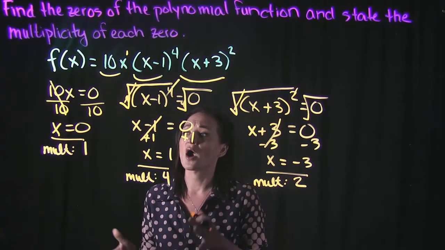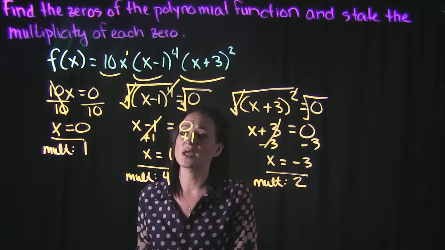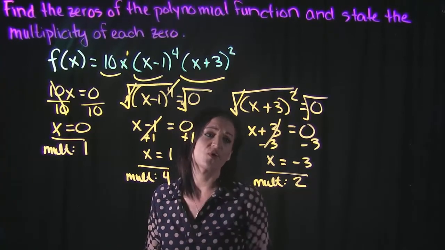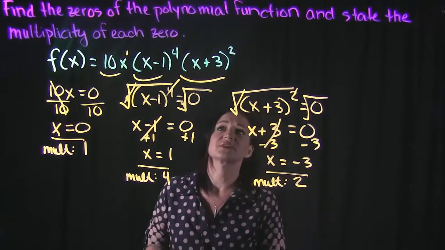So our zeros are 0 with the multiplicity of 1, 1 with the multiplicity of 4, and then negative 3 with the multiplicity of 2.